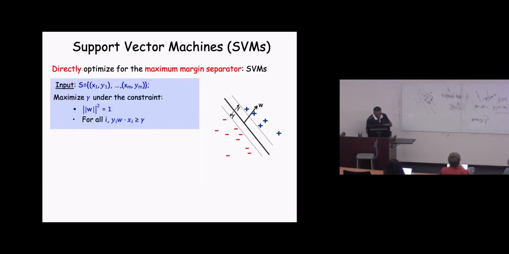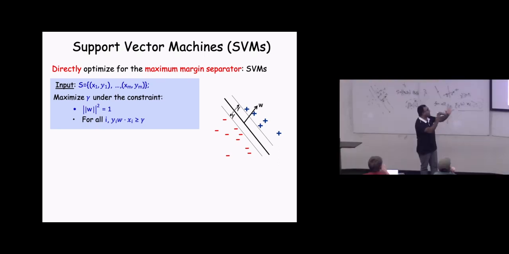But before that, let me first tell you why we would even want to do that. Because if we want to maximize gamma under this constraint that we have a W that is unit, and that taken dot product with xi yi gives you a separation of at least gamma, we need to solve this like a constraint satisfaction problem, and we could use techniques like linear programming, right? Some optimization tools to solve it, right?